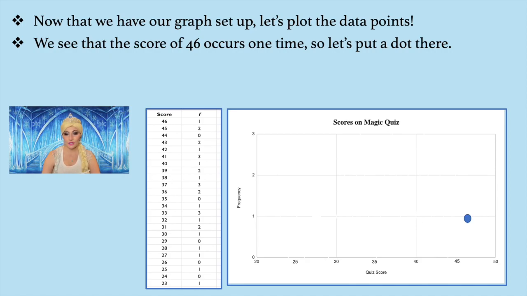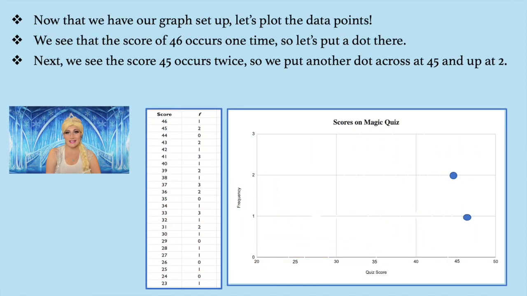From there, you're going to look at the frequency. How many times did the score of 46 occur? We can see that 46 occurred only one time. So from your finger on the x-axis, you're going to go up to the number 1 along the y-axis and plot that dot there. The next thing we're going to do is plot the score of 45. We can see that the score of 45 occurred twice. So we're going to put another dot at 45 and go up to the number 2 because it occurred twice.